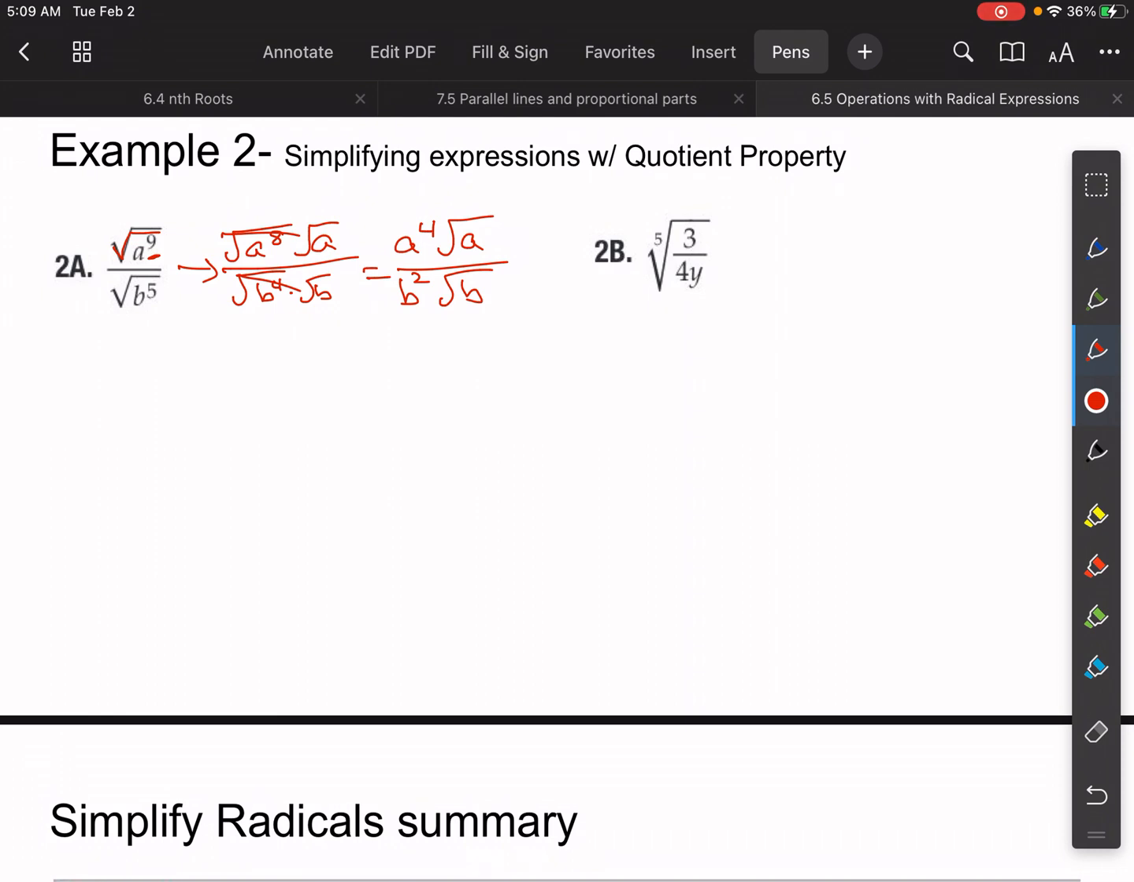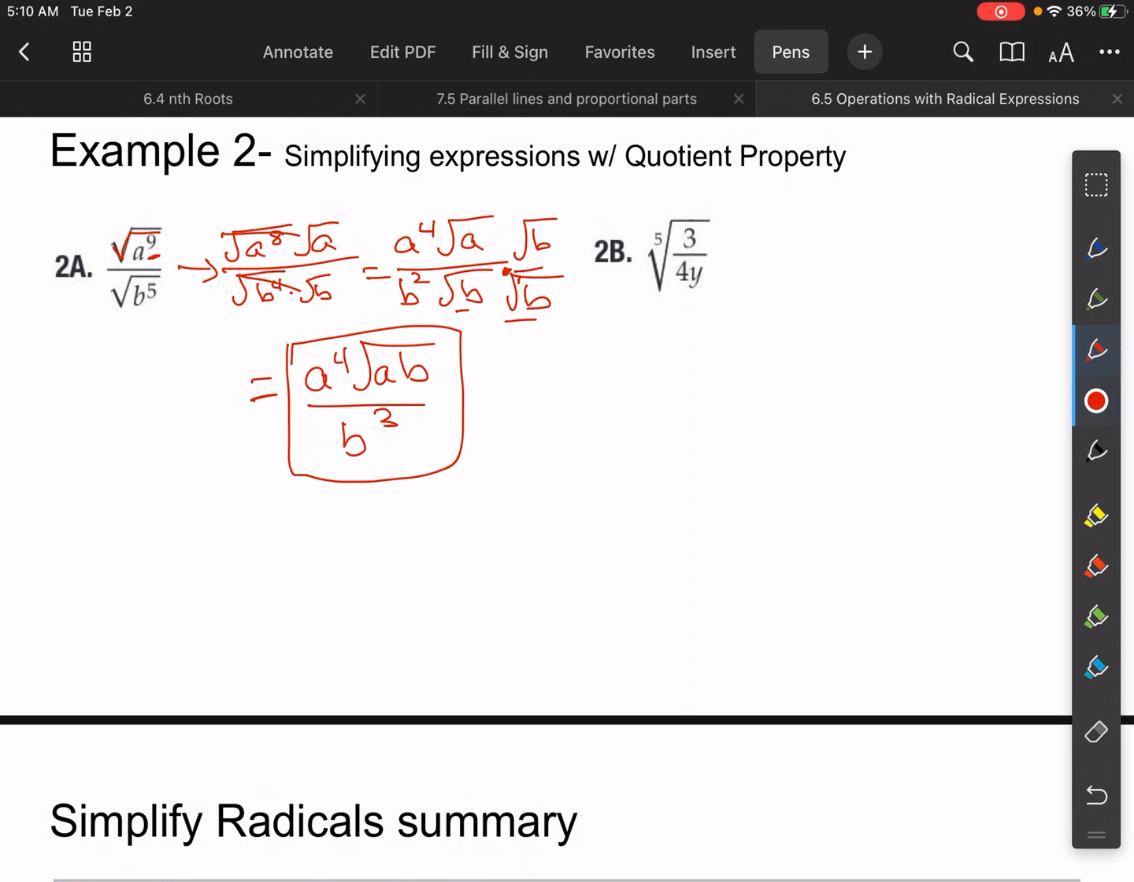Okay, the problem with this is I cannot leave it like this. I've got to get rid of that square root of b in the denominator. So to do that, I'm going to multiply by square root of b over square root of b. Okay, so this equals a to the fourth square root of ab over b times square root of b times the square root of b is just b. B times b squared is b to the third.